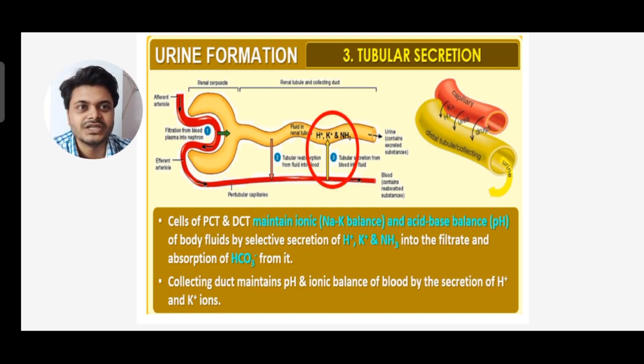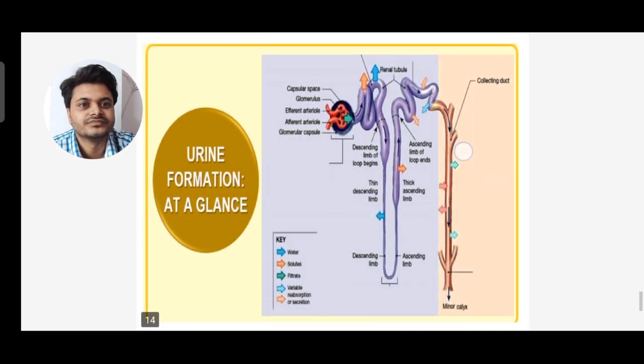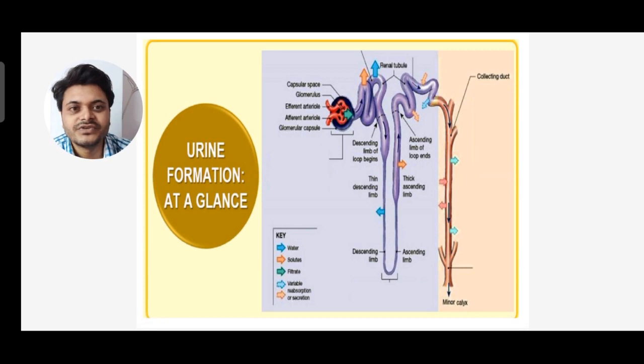You can see the renal corpuscles, the renal tubule and collecting duct. You can see the afferent arteriole, the efferent arteriole, the exchange between the capillary and the distal tubule, and the collecting duct. Here you can see urine formation at a glance. You can see the keys below. Water is given blue color, sodium is given orange color, filtrate variable.